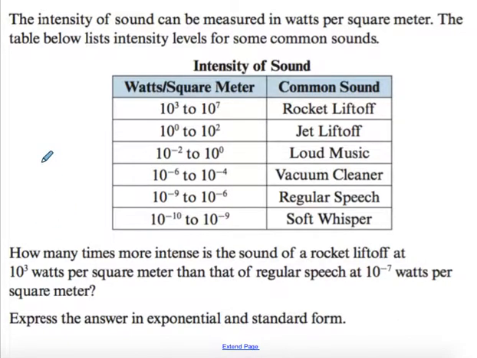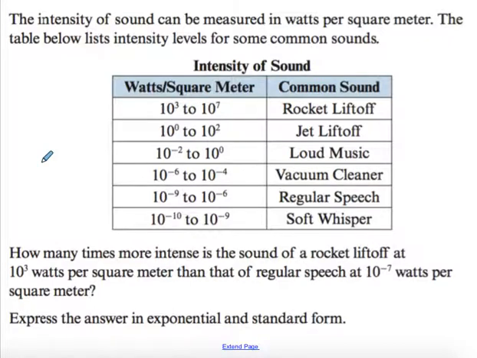Just one more example. The intensity of sound can be measured in watts per square meter. The table below lists intensity levels for common sounds. So things like rocket liftoffs, jet liftoffs, loud music, vacuum cleaners, regular speech. We can see all of those expressed in power form, okay, exponent form. So how many times more intense is the sound of a rocket liftoff at 10 to the 3rd watts per square meter than that of regular speech at 10 to the negative 7th watts per square meter?